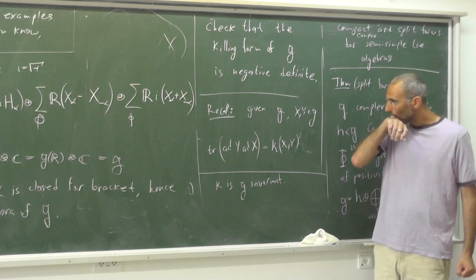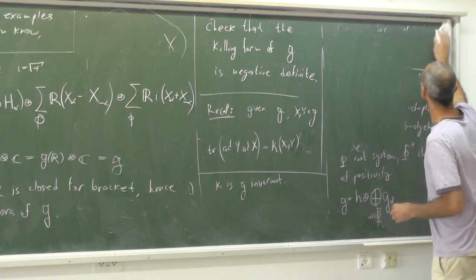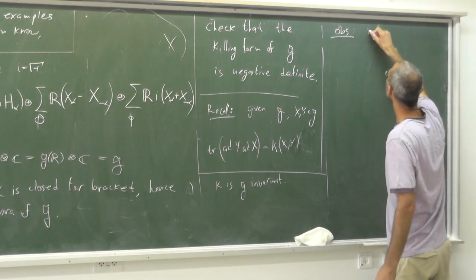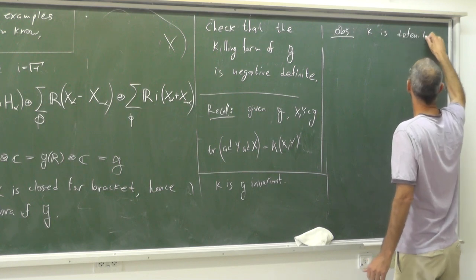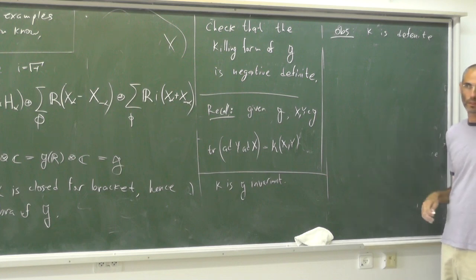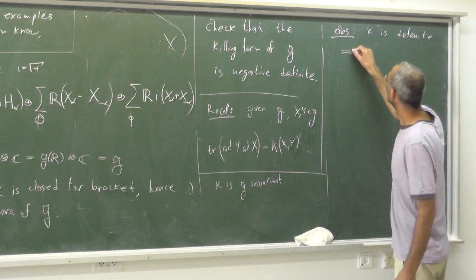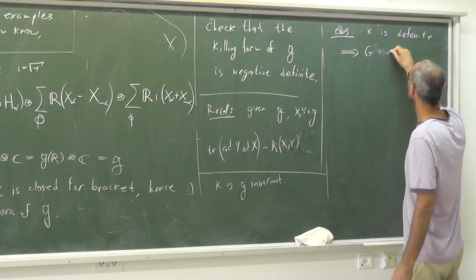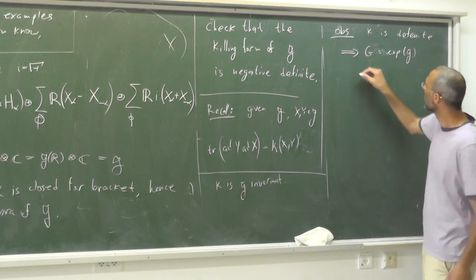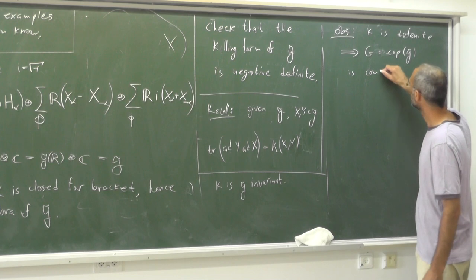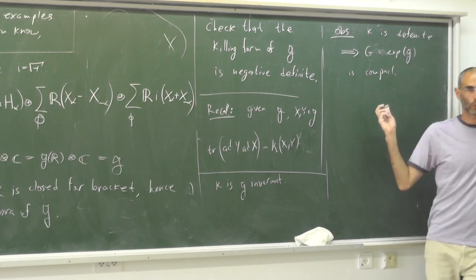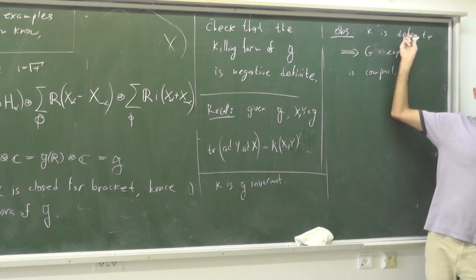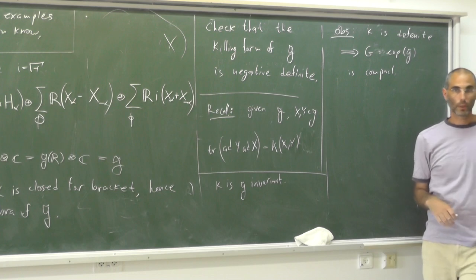So far, so good. And here's another observation. If the form is definite, actually, it will never be positive definite, it will sometimes be negative definite, then G is compact. This is clear, right? Because it is a group that preserves an invariant, up to normalization, positive definite inner product. So it must be compact.